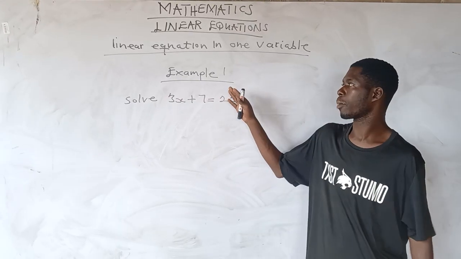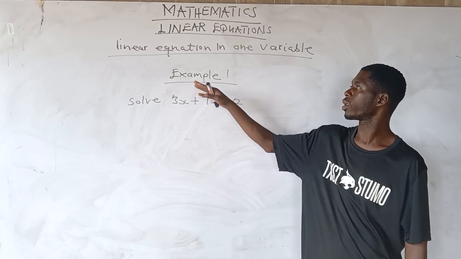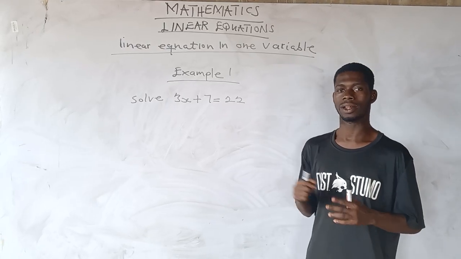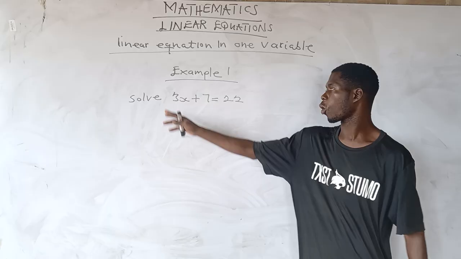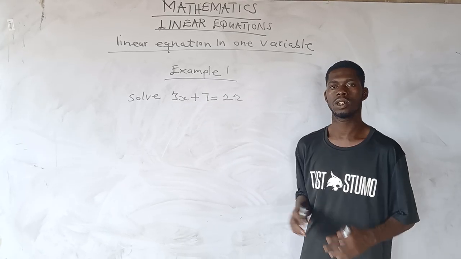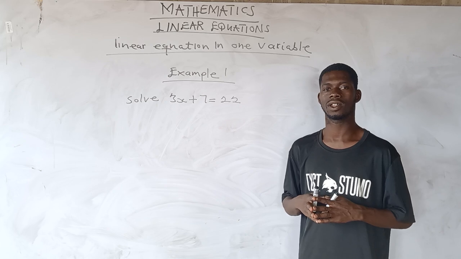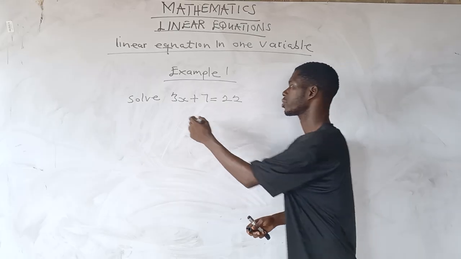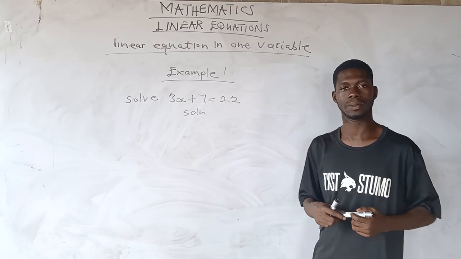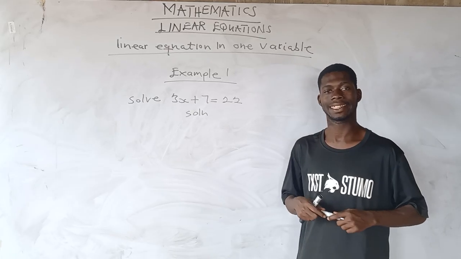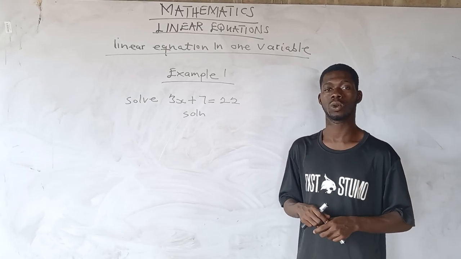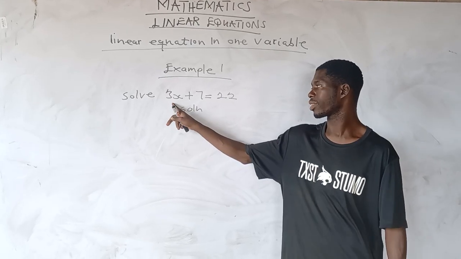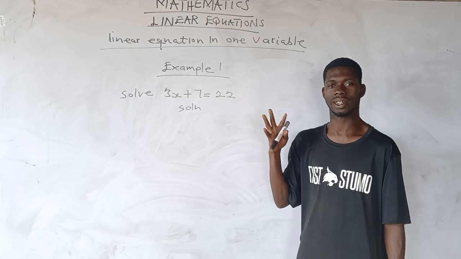Example one is for a linear equation in one variable, the one in linear form. It says solve 3x plus 7 equals 22. Now we have three terms here, right? During our first lesson, I told you that terms are separated by either plus or minus or an equal sign. So one term, another term, and the last term.